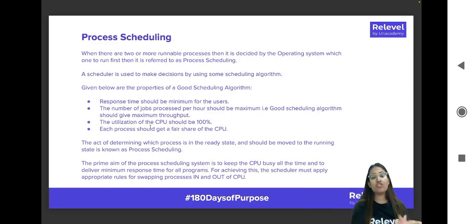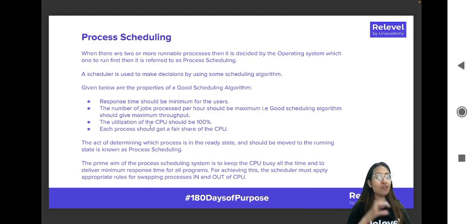The next point is just a corollary of the previous point: the utilization of the CPU should be 100%. If you have a lot of tasks, you have to make sure that the CPU is being used to its utmost capacity. The last one is that each process should get a fair share of the CPU. If you have multiple processes, think of it like this: they are all competing against each other to get allocation of the CPU so that they can execute their task.